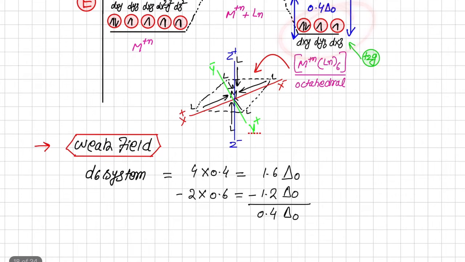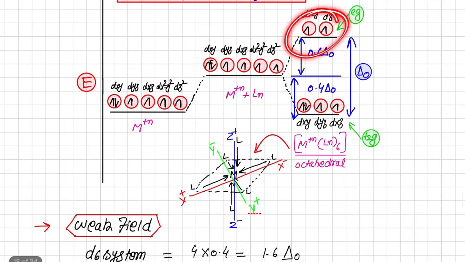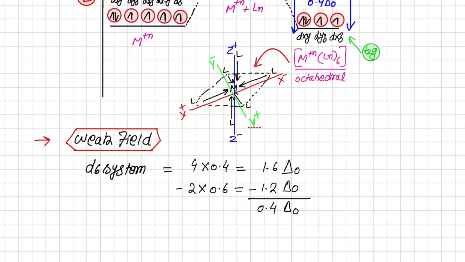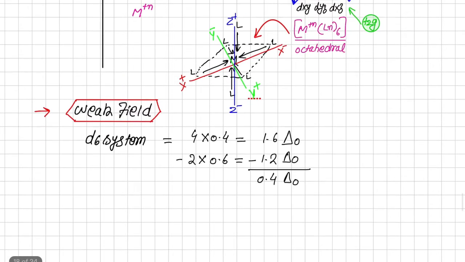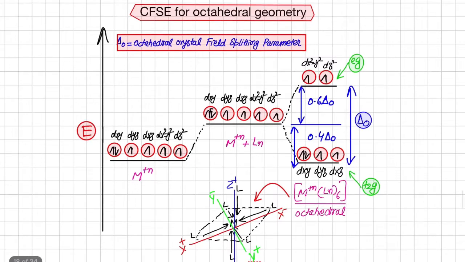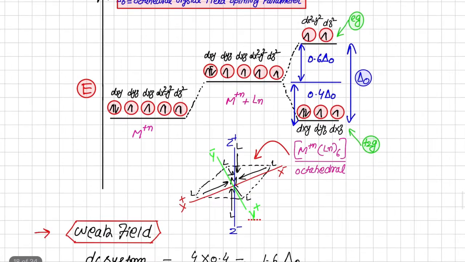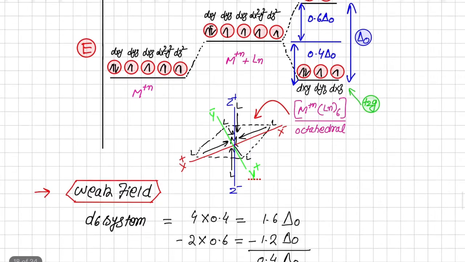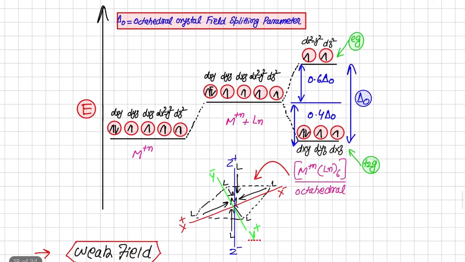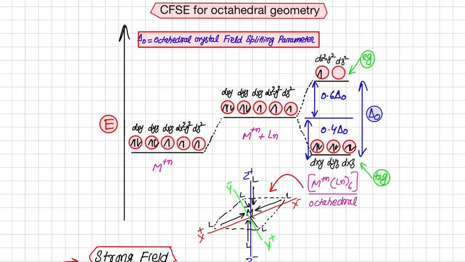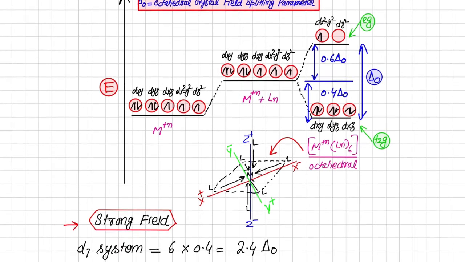So again, for these 4 electrons the value will be 4 multiplied by 0.4 is equal to 1.6 del O, and the value for these 2 electrons will be 2 multiplied by 0.6 is equal to 1.2 del O. For net stability, the answer is 1.6 minus 1.2 is equal to 0.4 del O, which is the CFSE value for the D6 system involving elements such as iron, ruthenium and osmium in their +2 oxidation state with weak field ligands such as water and halogens, etc. Just like the D6 system, the D7 system will also consist of two cases, that of strong field ligand and weak field ligand.